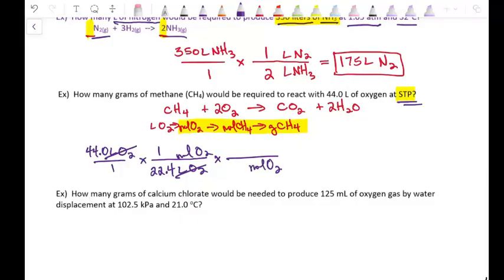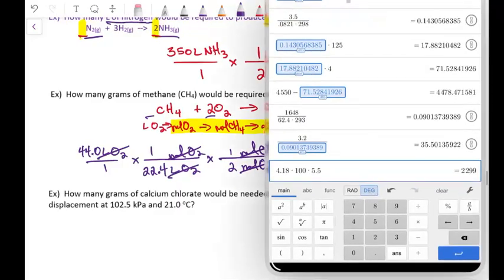And at this point, it becomes just like any other stoichiometry problem. We go from moles to moles using the balanced equation. So we have a 1 to 2 ratio. And then we go from moles of CH4 to grams of CH4 using the periodic table. And it should be about 16.05 grams.